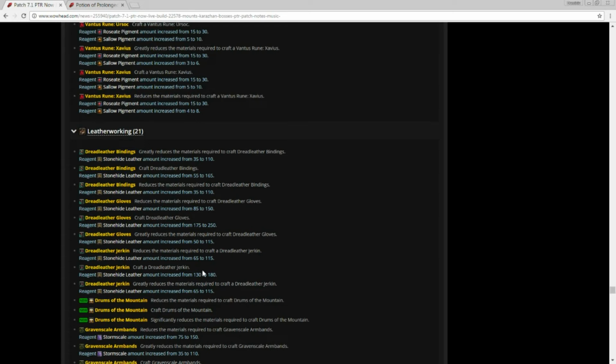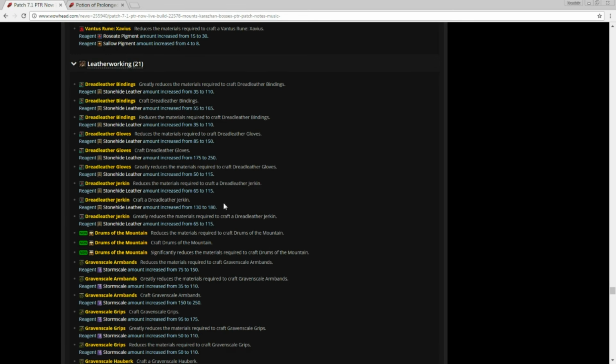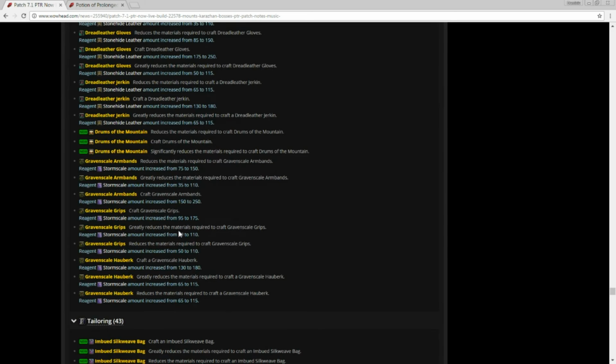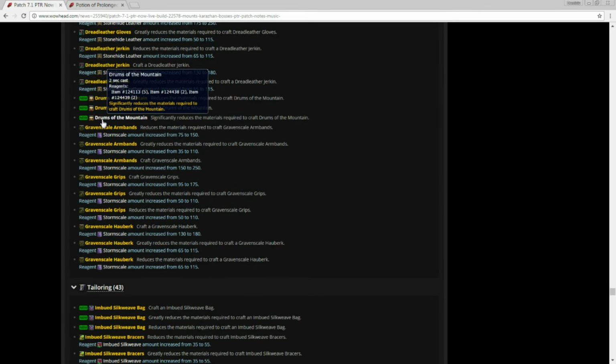For leatherworking, like I said earlier, the bindings are going to have an increase in the amount of stonehide leather. That is one of the pieces you need to create the Obliterum Forge. And what they're pretty much doing is they're actually increasing nearly all the leather requirements for the leatherworking pieces by a decent amount. They also are introducing Drums of the Mountain, which is just going to be like every drum in the previous expansions.